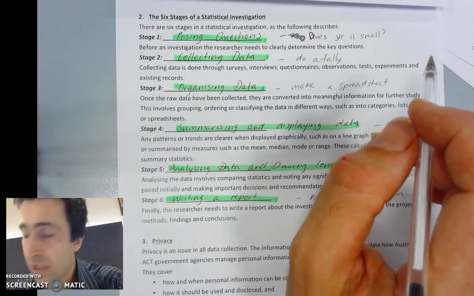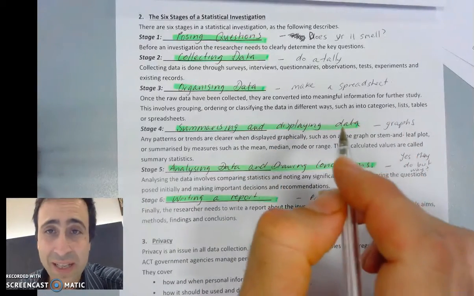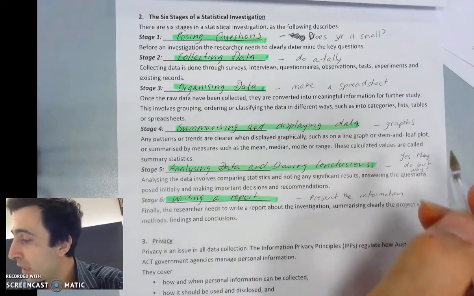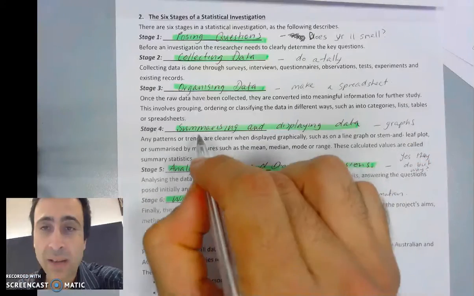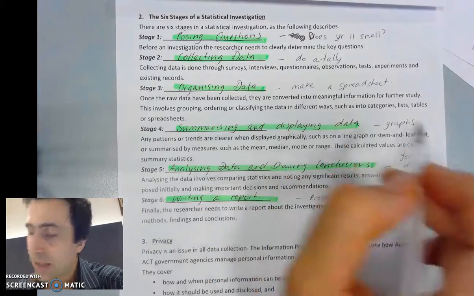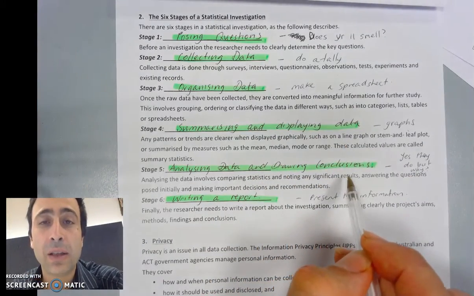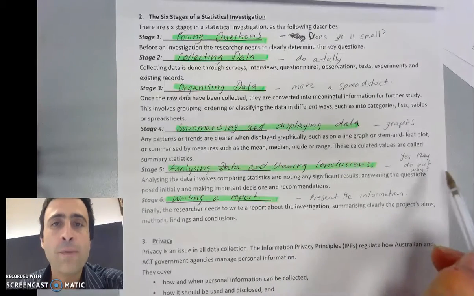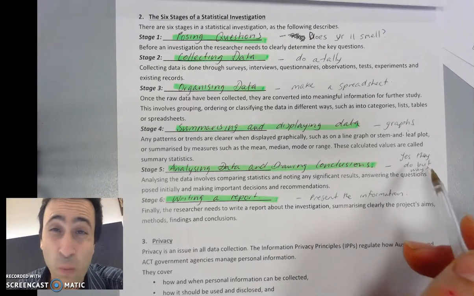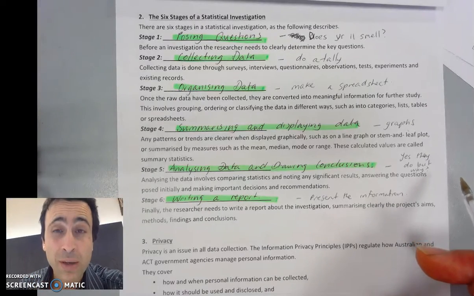And then organising data, I'd put them in a spreadsheet or into tallies or categories. And then I'd be summarising and displaying the data, whether that be in tables or graphs. And then the analysis and the conclusion that I come to is, yes, they do smell. And then hopefully in my data, there might be a bit of a why, or there might be something observable that we might be able to find.